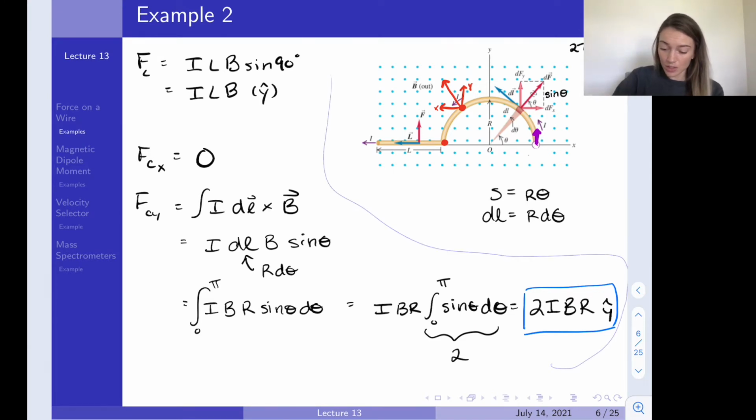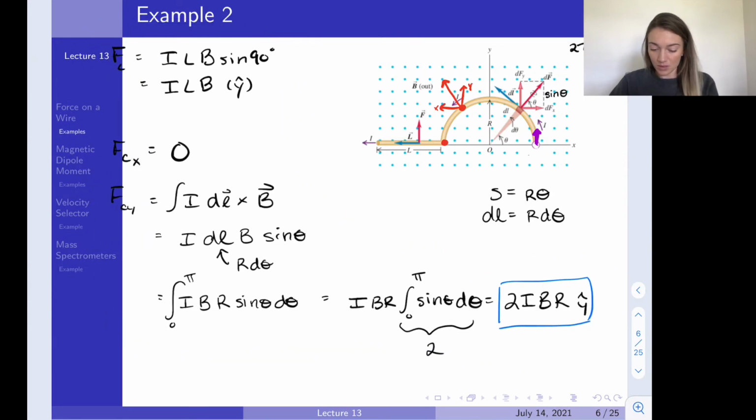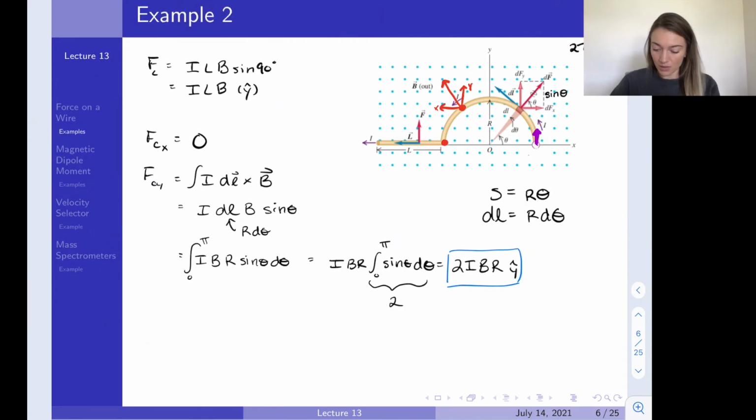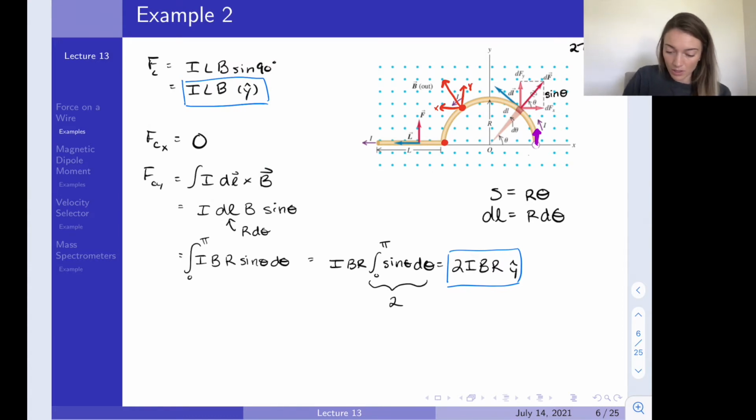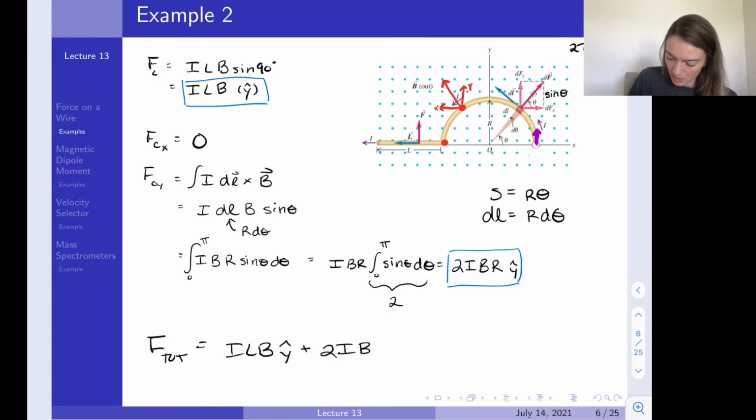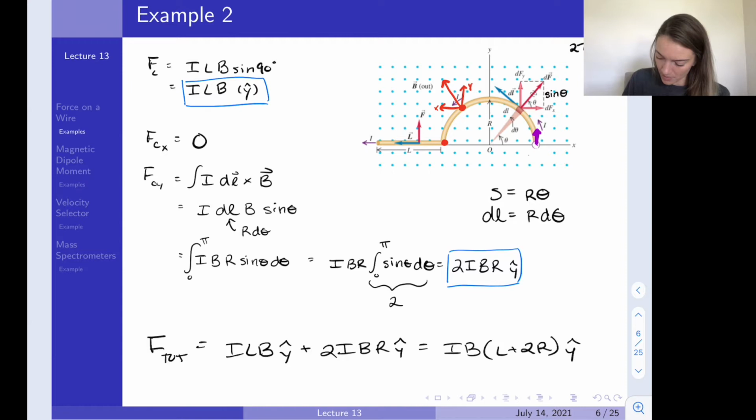Okay, so then if you want to find the total force now on this little weird shaped thing that we were looking at, on this entire thing, you just add up your two pieces. This was the contribution from the straight part, and this was the contribution from the circular part, and we just add them up. So our total magnetic force on this piece of wire is just ILB y hat plus 2IBR y hat, which we can rewrite a little more succinctly like this, with 2R. So either way you want to write it is okay.